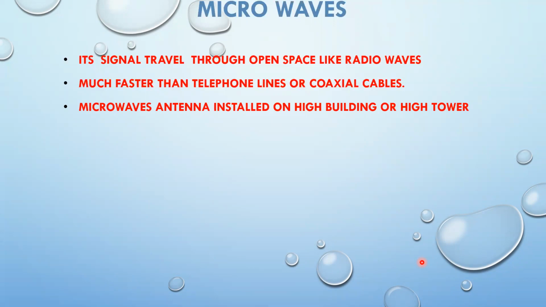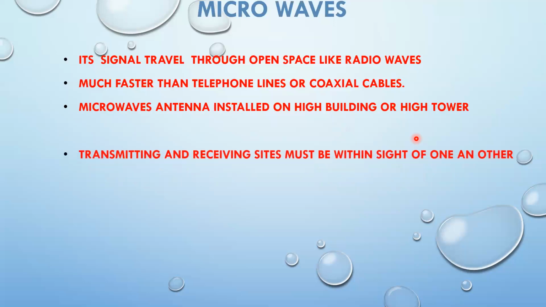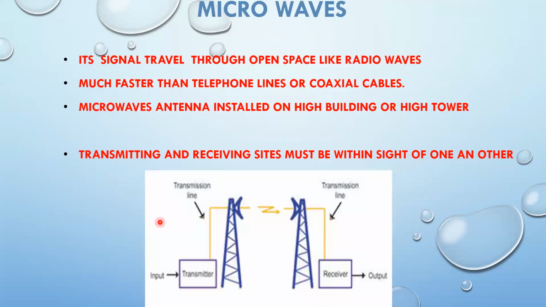Clear? So, microwave antennas are installed on high buildings and high towers. Mostly we install them in high places so they easily catch the signals. Transmitting and receiving sites must be within sight of one another. Look at the diagram. This is the sender point and the transmitter of the sender's input. They transmit the signals, catch the signals and transmit them to the towers. And this is the transmission line.